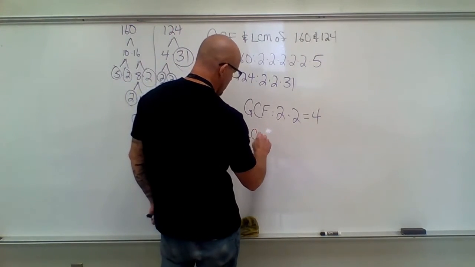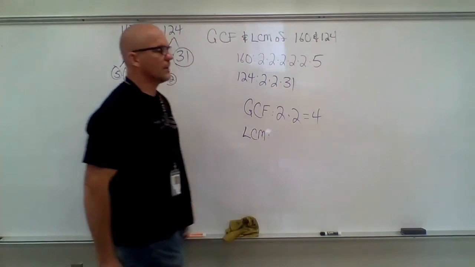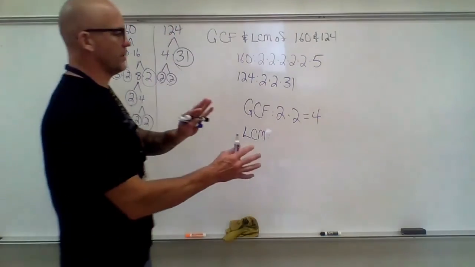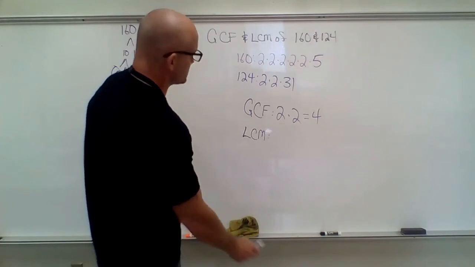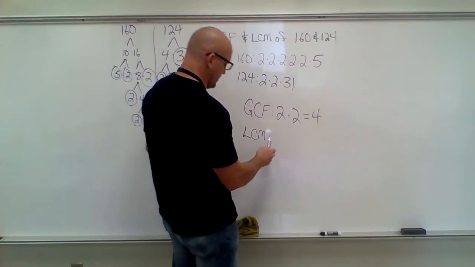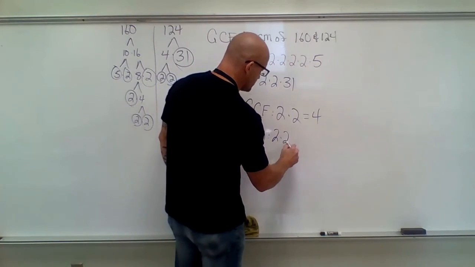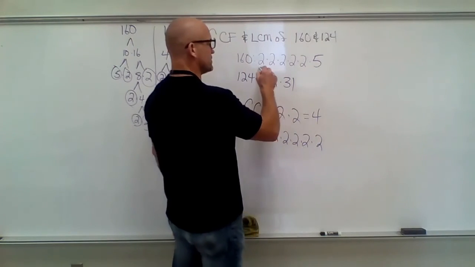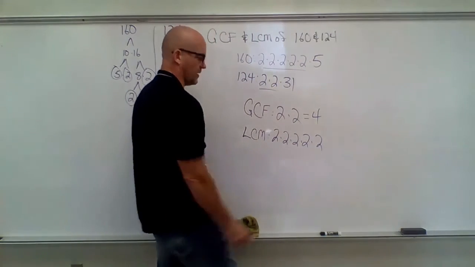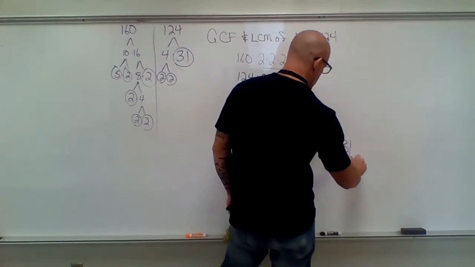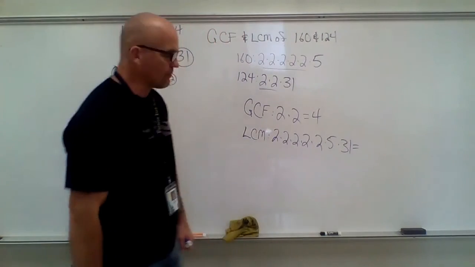Cool. Now, I want to find the GCF. Remember, the GCF is the intersection. In other words, what do they share? Where do they collide? Well, they both have a 2 here. They both have a 2 here. That's it. That means that their greatest common factor is that 2 times 2, which is 4. So the GCF is 4.